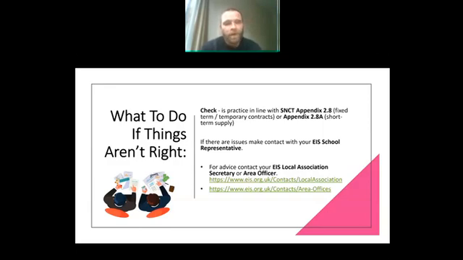Okay, so in terms of what to do if things aren't going right, the first thing that members are advised to do is to check the practice of your employer or school is in line with the terms of SNCT Appendix 2.8 if you're in a fixed term or temporary contract, or Appendix 2.8A if you're engaged in short-term supply. If there are any issues, the first port of call should be making contact with your EIS school representative. And for advice, you can contact either your EIS Local Association Secretary or your area officer.